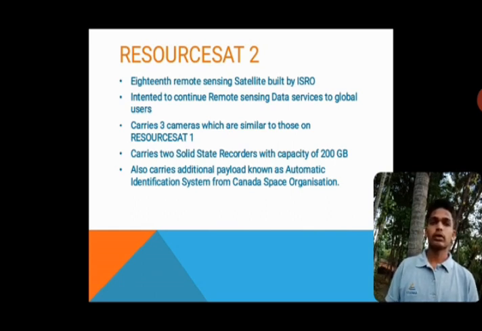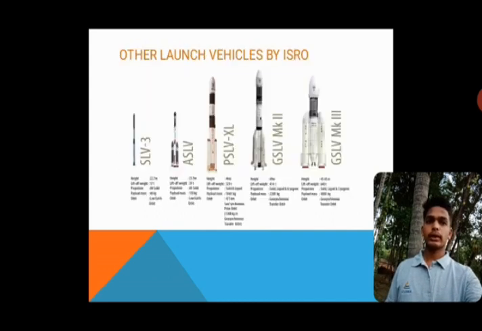So it has various different software capabilities greater than Resourcesat 1, and carries 3 cameras which are similar to those on Resourcesat 1. As I said, it follows Resourcesat 1, so it is the modification of Resourcesat 1, that is Resourcesat 2. Also it carries an additional payload, an automatic identification system from the Canadian space organization. So these are the significance and information about Resourcesat 2. So come to the next slide.